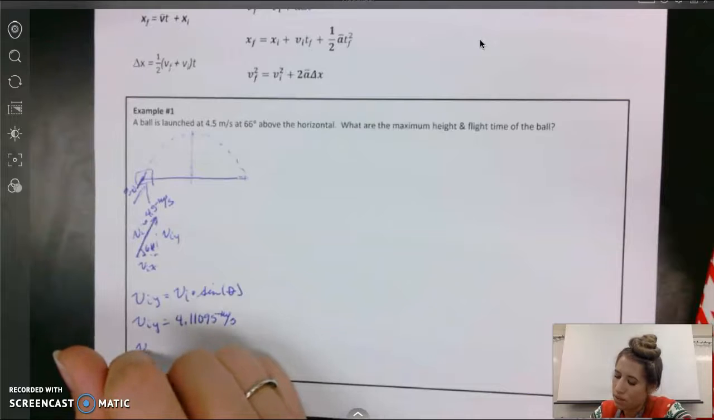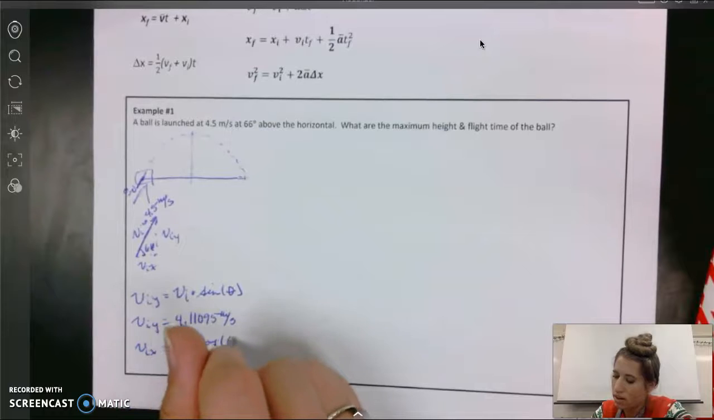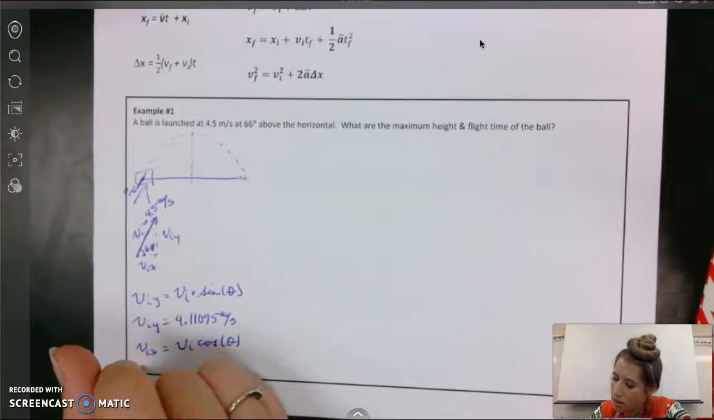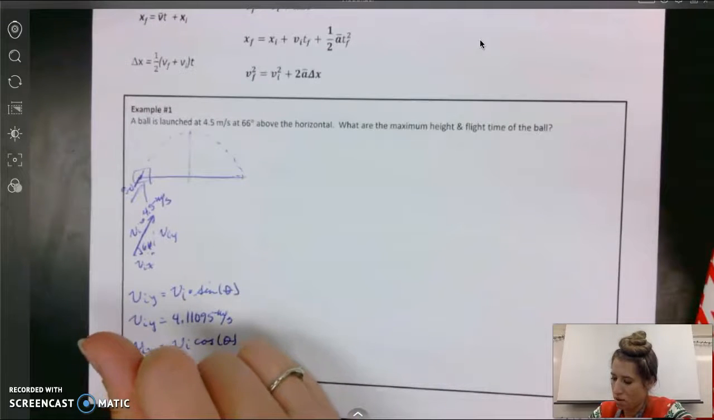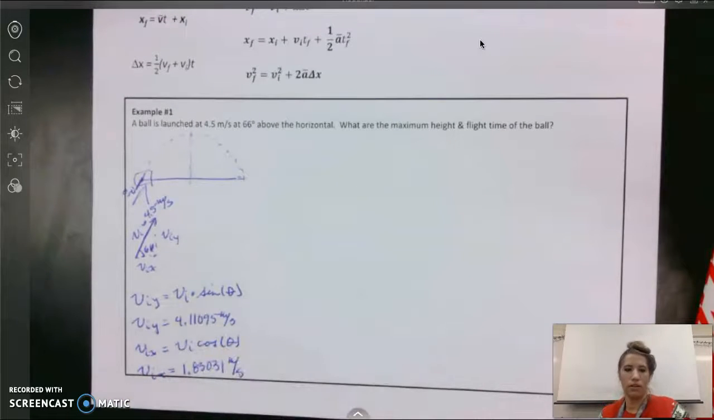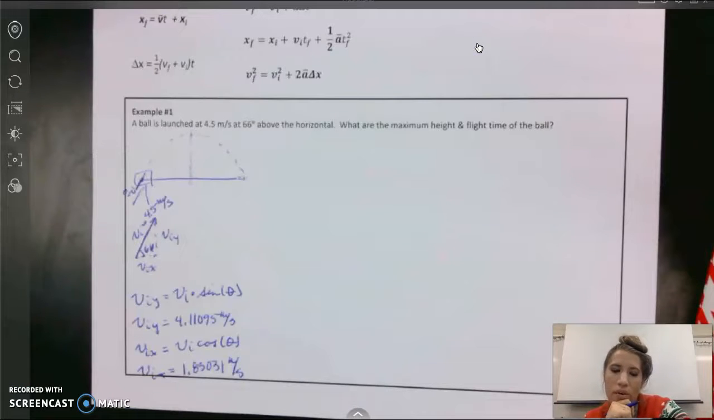Now, velocity initial in the x is going to be that hypotenuse, velocity initial, times cosine theta, because I'm adjacent to the angle. So when I plug that into my calculator, 4.5 multiplied by the cosine of 66, I get 1.83031. All right, so we know our initial velocities.